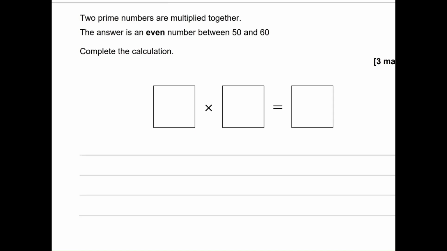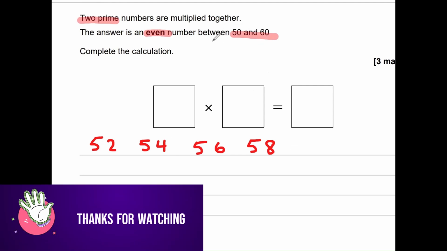Moving on to our last question for this video, it says 2 prime numbers are multiplied together. The answer is an even number between 50 and 60. Complete the calculation. So we know that 2 prime numbers are going to be multiplied together, and the answer is going to be an even number between 50 and 60. So let's just write down all the even numbers between 50 and 60. We have 52, 54, 56, and 58. Now notice I did not include 50 or 60 because it never says inclusive, it says between.